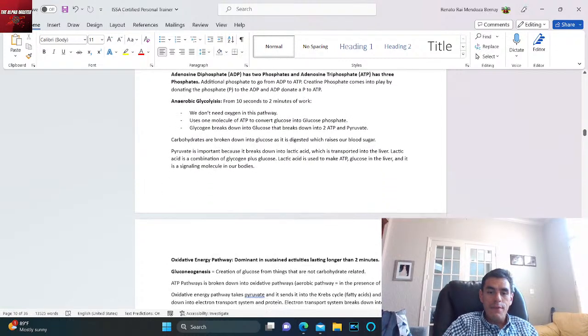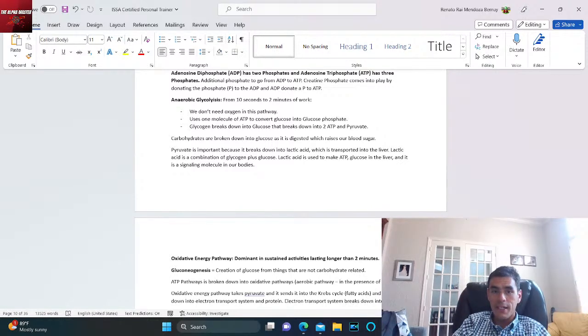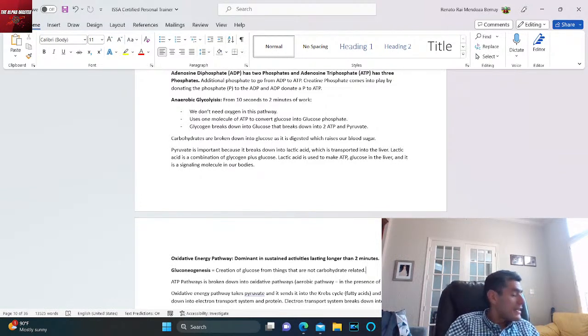Now you have the oxidative energy pathway. The oxidative energy pathway is an ATP pathway, and oxidative pathways are aerobic. The oxidative energy pathway is going to be dominant in sustaining activities lasting longer than 2 minutes.